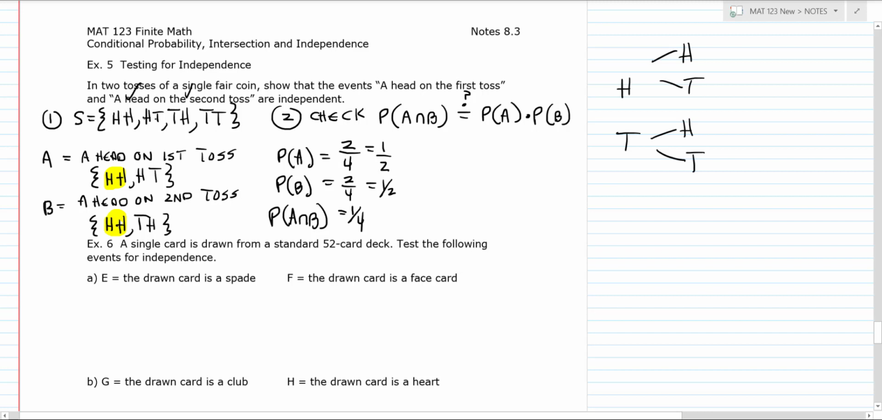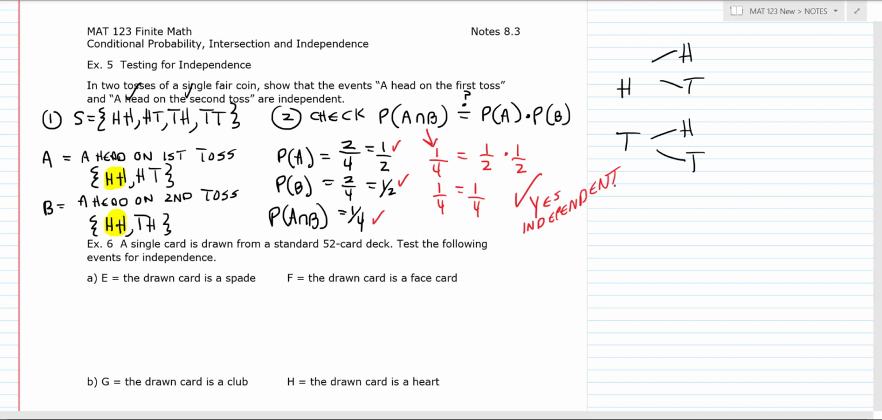There's only one possibility of getting a head on the first and a head on the second at the same time. So now we check our calculations. The probability of A intersect B is 1/4. The probability of A is 1/2. The probability of B is 1/2. Just see if it works or not. So that would be 1/4 equals 1/4. So we would say, yes, these events are independent of each other. That's how you verify that, all right?